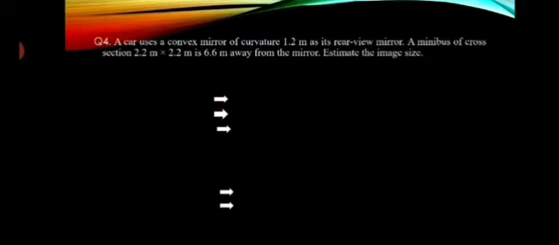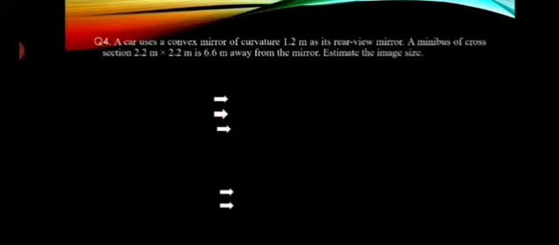Next problem: a car uses a convex mirror of radius of curvature 1.2 meter as its rear view mirror. As I said earlier, the convex mirror is used as the vehicle's rear view mirror. So here it is given that it has a radius of curvature of 1.2 meters.